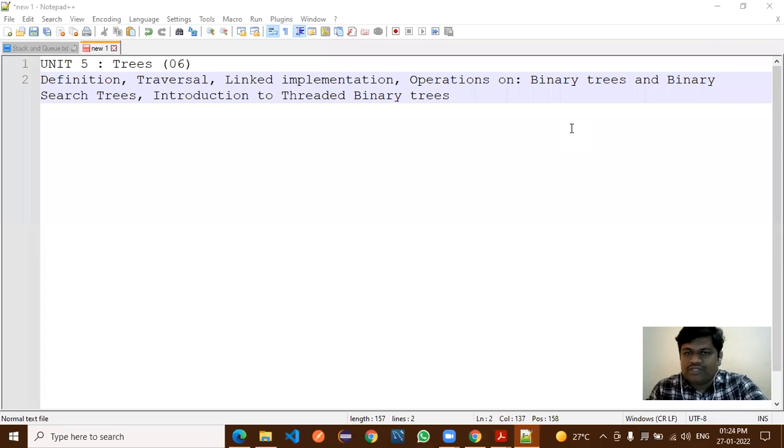I'm going to conduct some extra sessions, and at that time we will discuss unit number 2. The remaining points we will complete, all the points present in unit number 2. Right. So today we will start with unit number 5, trees.